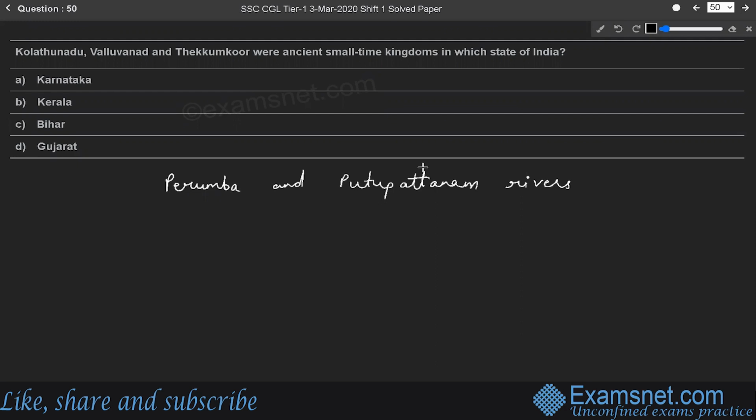And in Kolathunadu, the Kolatharis are the ruling family. Next kingdom is Valluvanad. Valluvanad is the region between the Neela River and Panthalur Hills. And here, the rulers were the descendants of Pallavas. Also, the capital of Valluvanad is Angadipuram.